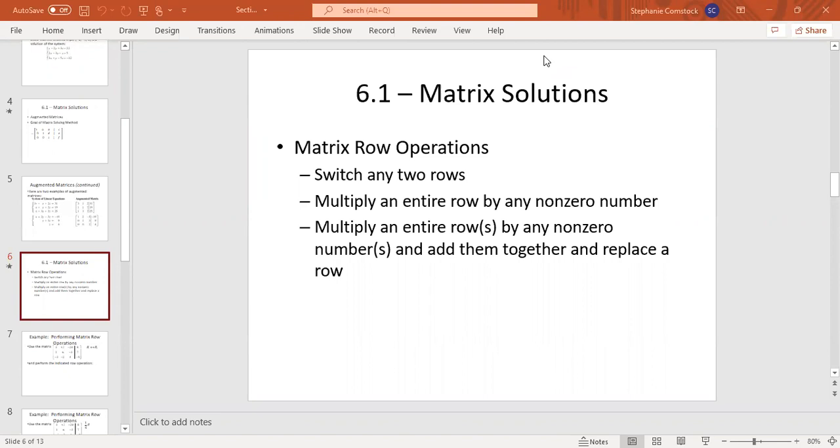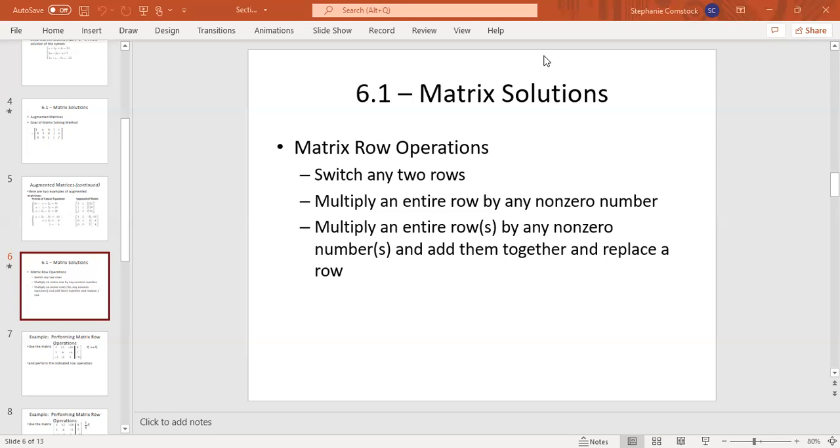So if you want to multiply the entire row by 3, cool. If you want to divide by 7, amazing, okay? Now, you're also allowed to multiply any row or rows by any non-zero number and add it to another row and then replace it. Think kind of the same way that we did our elimination type of concepts with this.